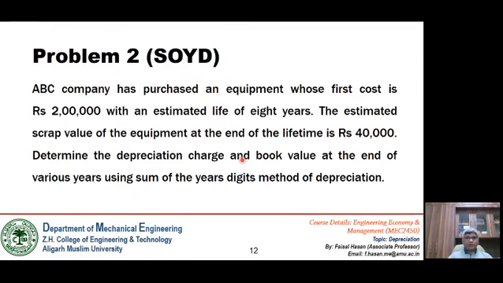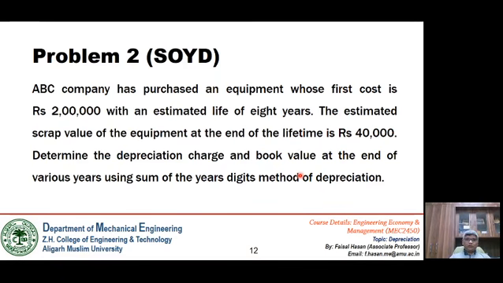So let us take up an example. Say, for example, ABC company has purchased an equipment whose first cost is given as rupees 2 lakhs with an estimated life of 8 years. It may be a useful life, it may be the depreciable life. The estimated scrap value of the equipment at the end of this life is given as 40,000. Determine the depreciation charge and book value at the end of various years using the sum of years digit method of depreciation. Okay, so let us solve this problem using the SOYD method.